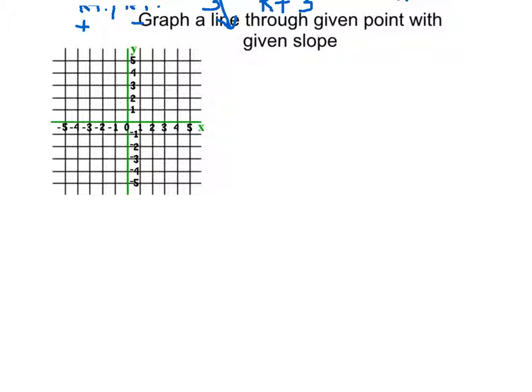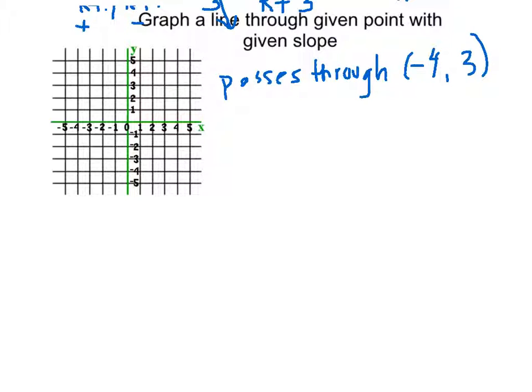Alright, in our next example, if you want to give it a whirl yourself, copy it down first and hit pause, that's fine. Let's just say that it's going to pass through -4, 3, and it has a slope equal to -2/3. Again, where do you start? Always start with the point. Find where -4, 3 is on the coordinate plane. -4, up 3, put your first dot.